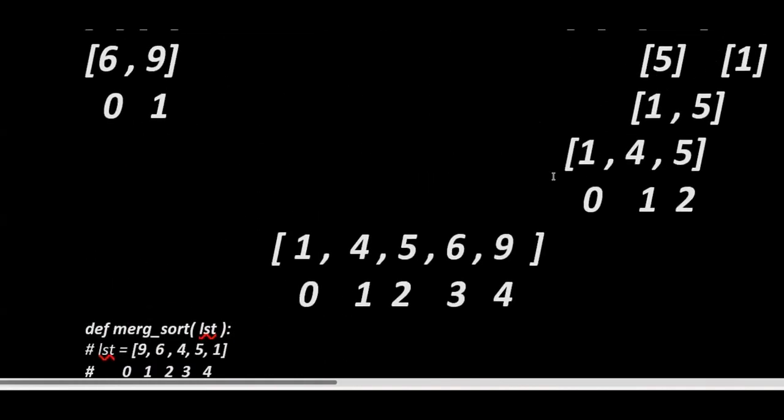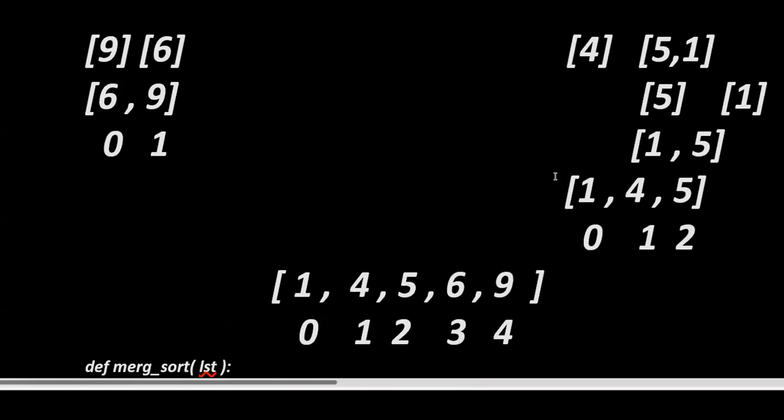Now you can tell me, sir, in the next step, which elements I need to compare and at which index I want to put it. In the next step, I want to compare 4 with 6, because 1 is already done and I have already put it in my list. Now, 4 is present at which index, sir? 4 is present at the next index of 0.